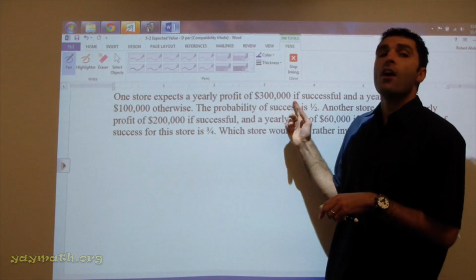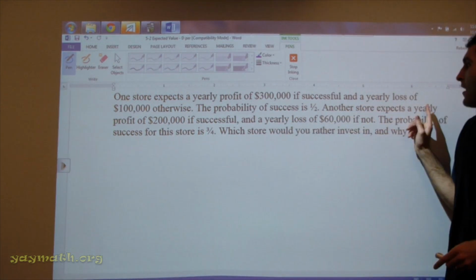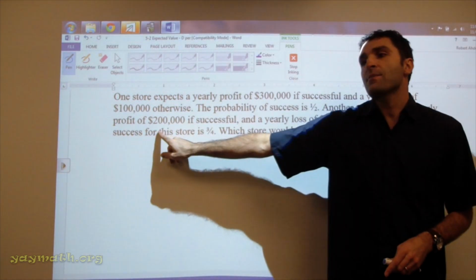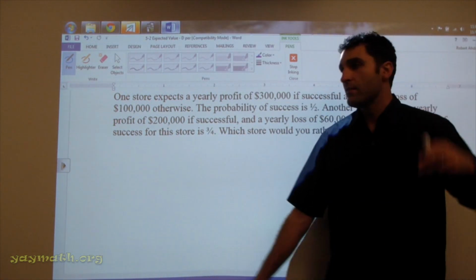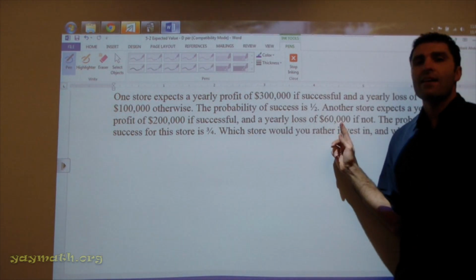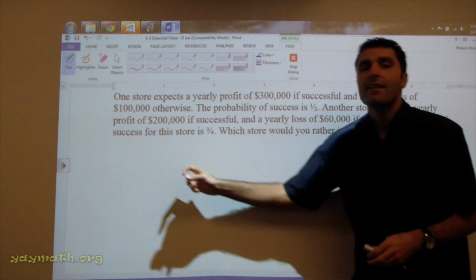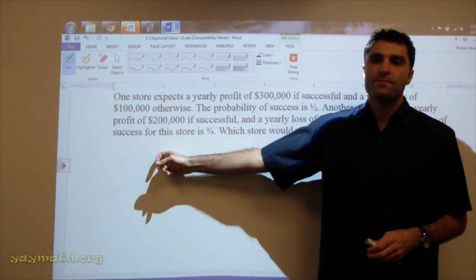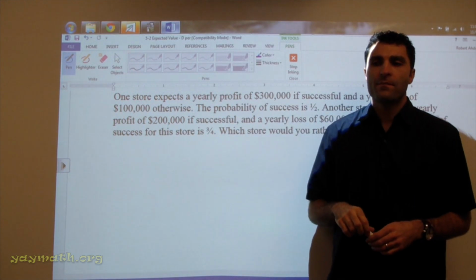So that's the cost or the risk of investing. Versus another store or restaurant that expects a profit of 200,000 if it does well, and a loss of 60,000 if it doesn't. The probability of that success is 3/4. Which store would you rather invest in?